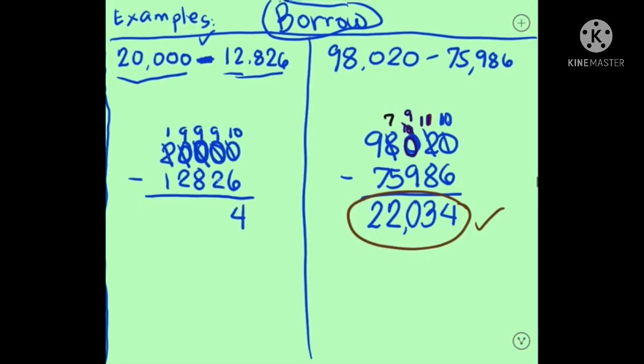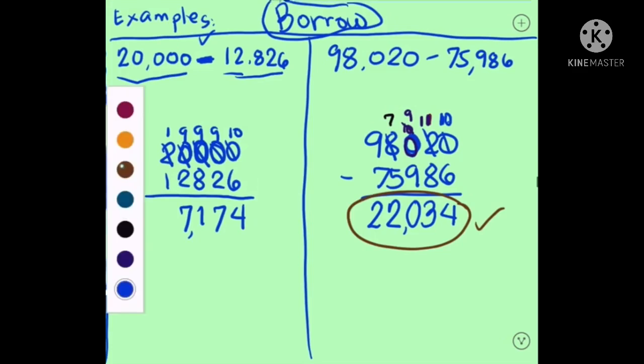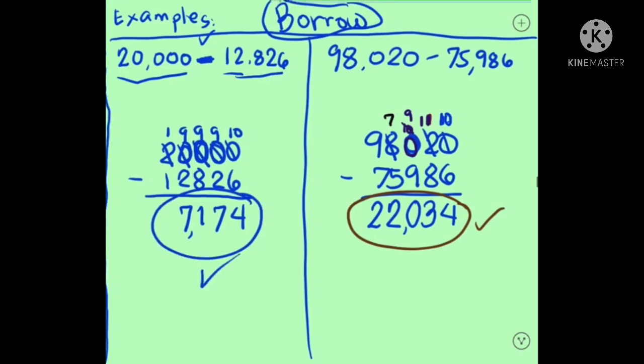9 minus 2. 9 minus 2 is 7. 9 minus 8 is 1. 9 minus 2 again is 7. 1 minus 1, they're the same. So therefore, the answer is 0. Okay? If the number here is 0, it's okay that we will not write that one. Understand? Did you understand that? Okay. Now, this is now our answer. Okay? I will show you 3 more examples after this one.